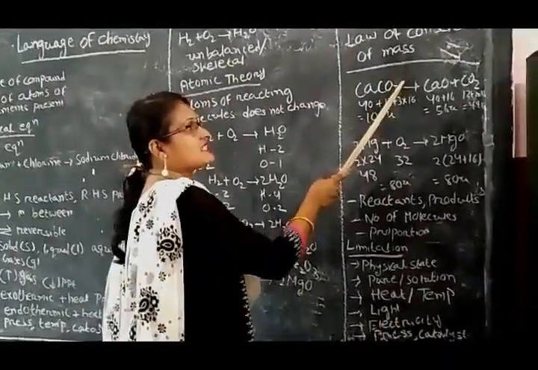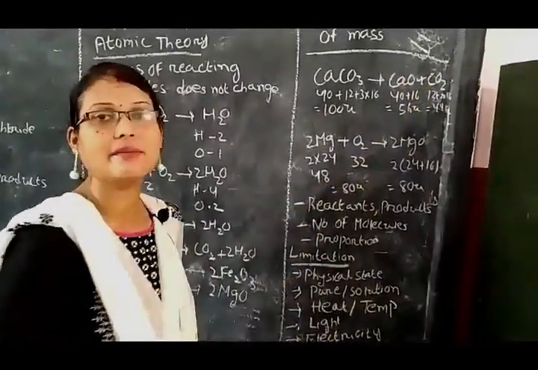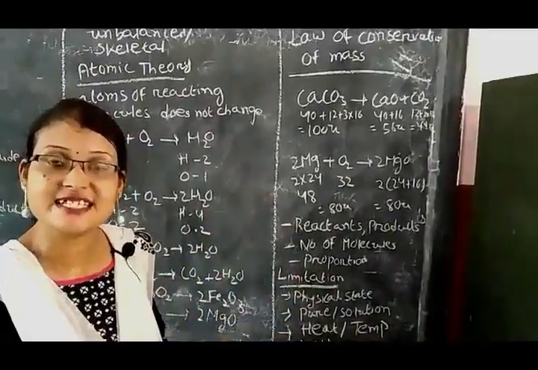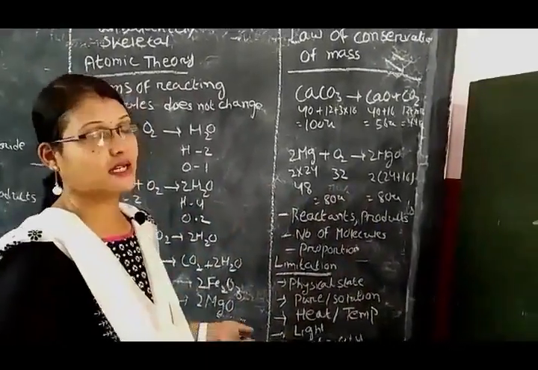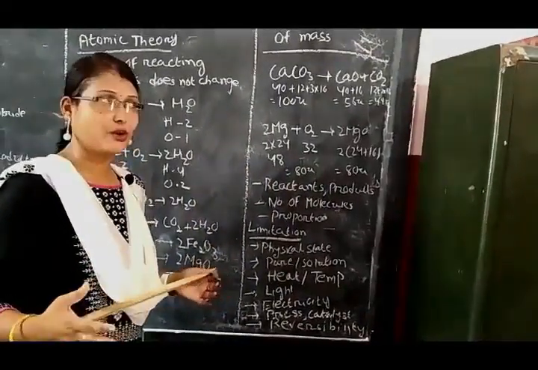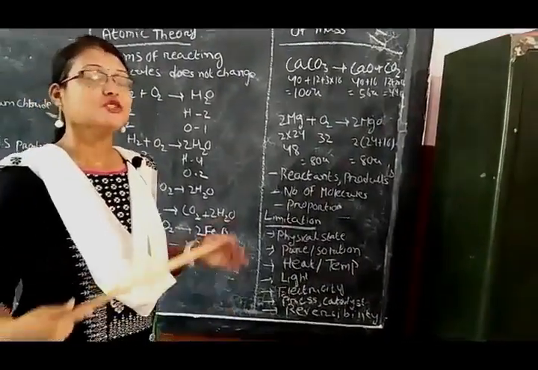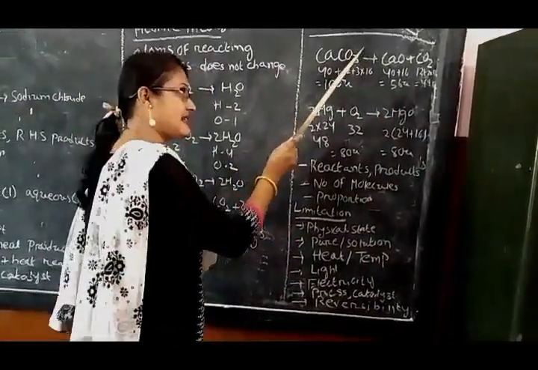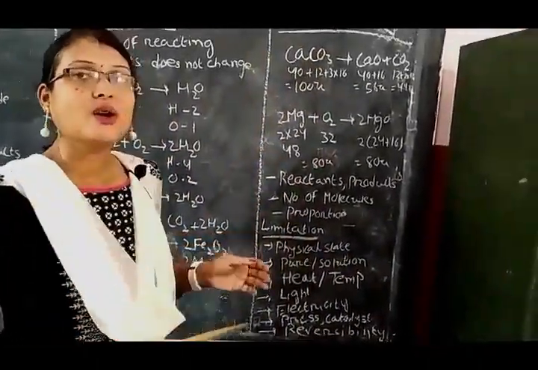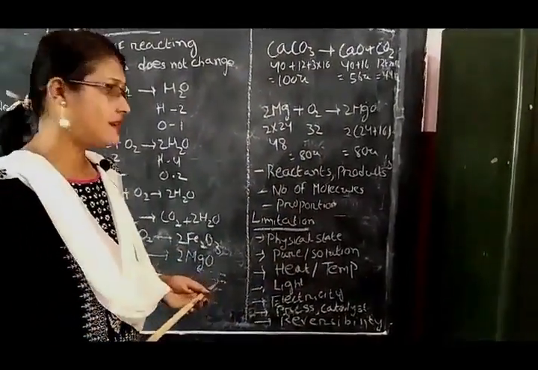Then heat and temperature. Here also, for this reaction, when calcium carbonate is heated, only then it produces calcium oxide and carbon dioxide. So on the arrow, it must be written how much heat is there, whether heat is required or not, whether temperature is required or not. As well as some reactions are there where light is important, the most common example being photosynthesis. For photosynthesis, light is used. So for that reaction, we have to write light on the arrow.